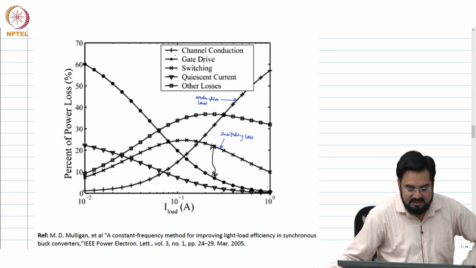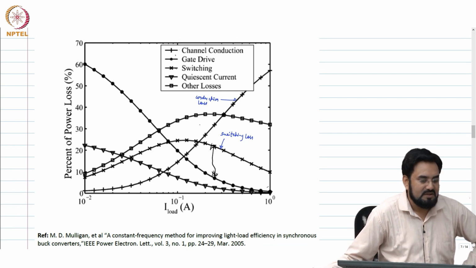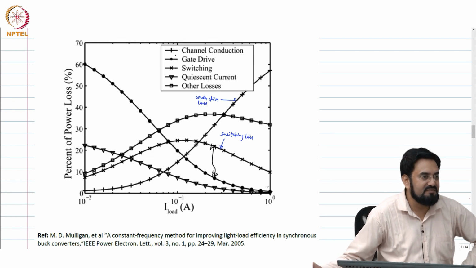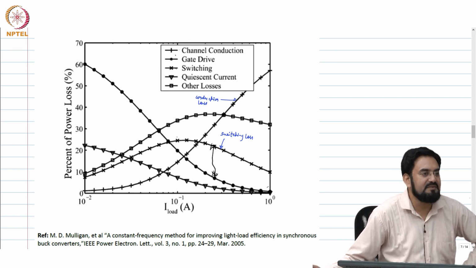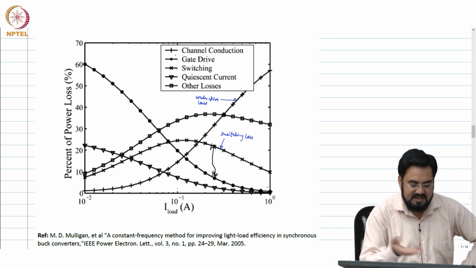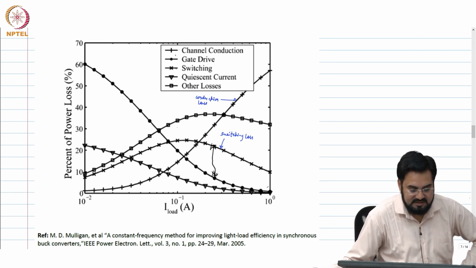Okay. Then somewhere in the mid load, let us say 100 milliamp or so, your conduction loss may not be that dominant, because the I square factor will be less, but your switching loss may start dominating there. Okay. So, you see here switching loss is peaking closer to 100 milliamp, and this is for one particular design. Different designs may have this peak at different current. So, that is not necessary as such.